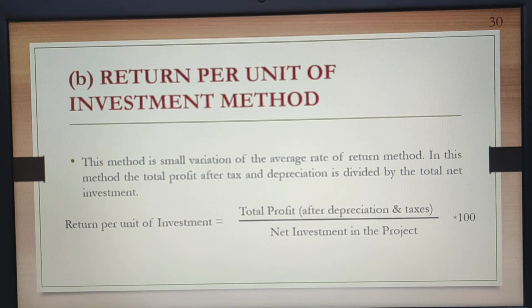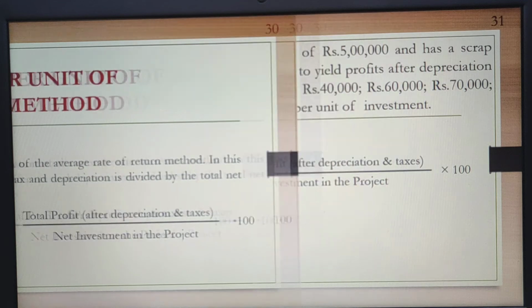Now our second method is the return per unit of investment method. Here there is a small variation of the average rate of return method. In this method, total profit after tax and depreciation is divided by the net investment. Rate of return per unit of investment equals total profit, that is after tax and after depreciation, upon net investment in the project into 100.